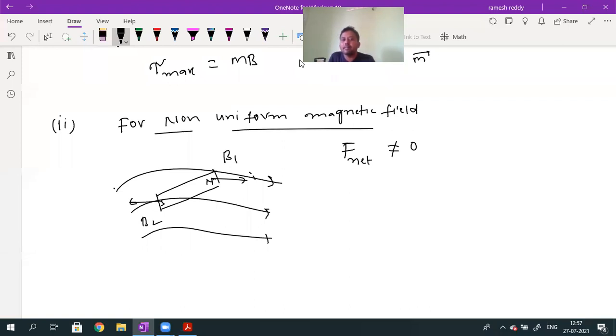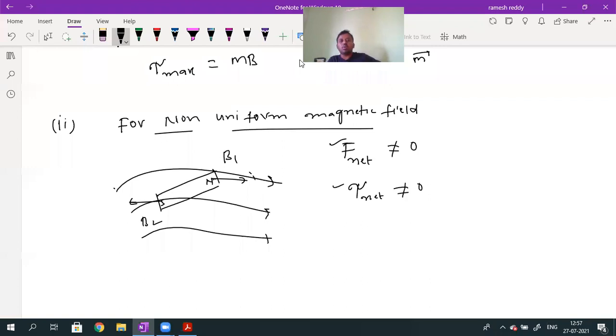Understood? And similarly, torque also will be there. The net external torque is also not equal to 0. It will experience both force and torque. That's why the bar magnet may execute translational motion as well as rotational motion. The reason for the translational motion is force. The reason for the rotational motion is torque.